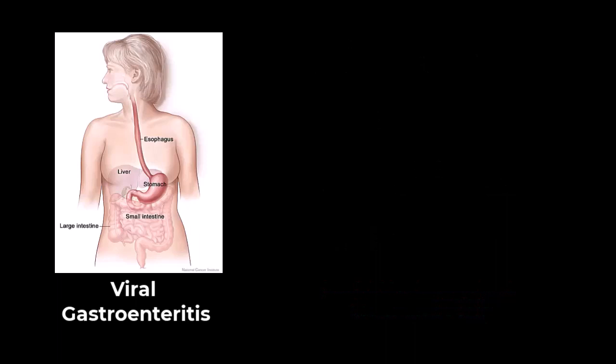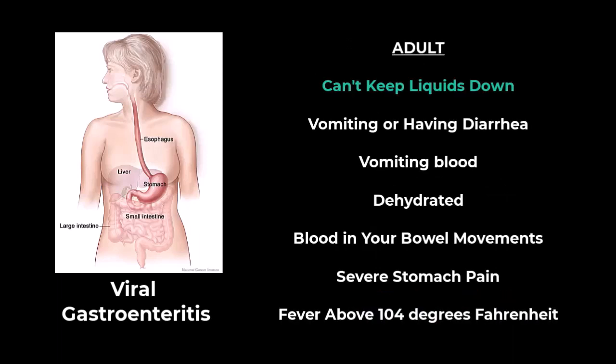When to see a doctor. If you're an adult, call your healthcare provider if you're not able to keep liquids down for 24 hours. You've been vomiting or having diarrhea for more than 2 days. You're vomiting blood. You're dehydrated. Signs of dehydration include excessive thirst, dry mouth, deep yellow urine or little or no urine, and severe weakness, dizziness, or lightheadedness. You notice blood in your bowel movements. You have severe stomach pain. And you have a fever above 104 degrees Fahrenheit.